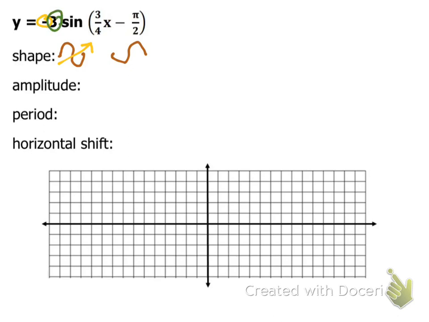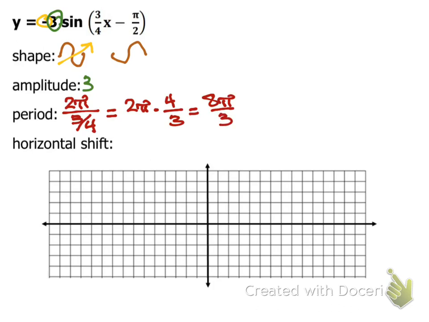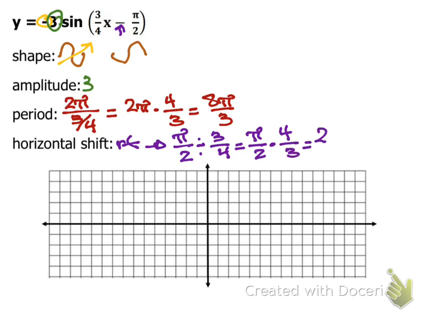My amplitude is 3. My period will be 2 pi over b, so 2 pi divided by 3/4, which is 2 pi times 4/3, which is 8 pi over 3. My horizontal shift is negative, so that means I am moving to the right. To find the amount, I do c over b. So pi over 2 divided by 3/4, which is pi over 2 times 4/3, which is 2 pi over 3.